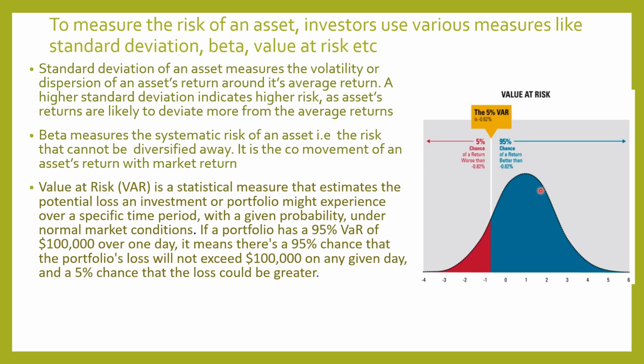This is a VAR diagram. Here the 95% cumulative probability cuts the returns x-axis at minus 0.82%, which shows that there is a 95% probability that the returns would be better than minus 0.82%.